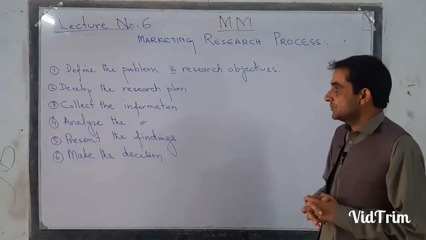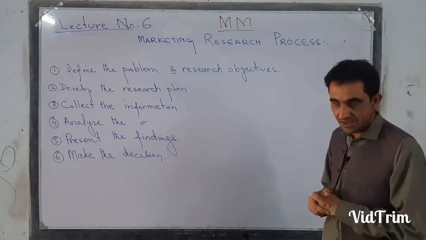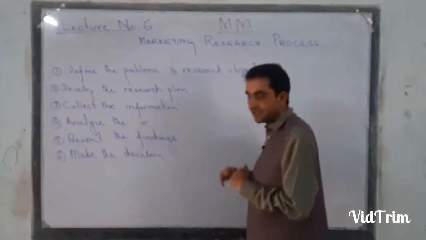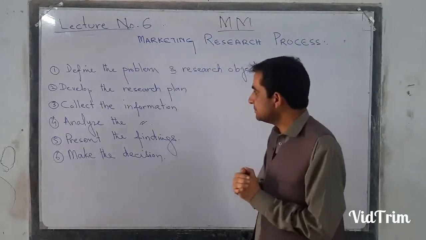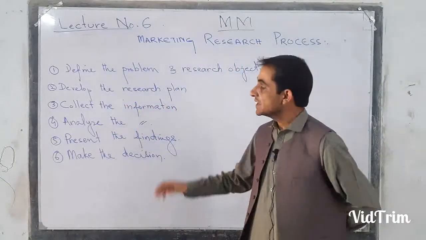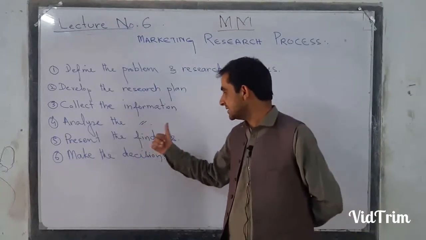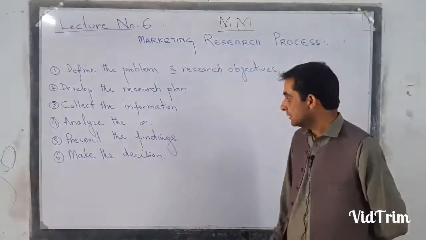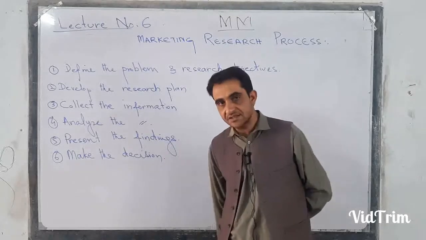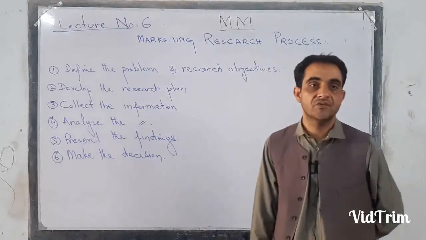Starting from the very first step of the marketing research process, number 1, define the problem and research objectives. Number 2, develop the research plan. Number 3, collect the information. Number 4, analyze the information. Number 5, present the findings. Number 6, make the decisions. So these 6 steps or stages combined we are calling the marketing research process. Now we are going to explain them one by one.